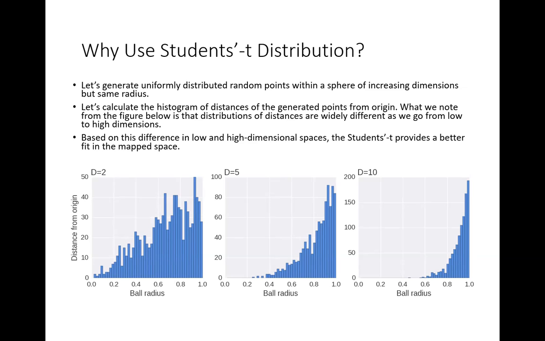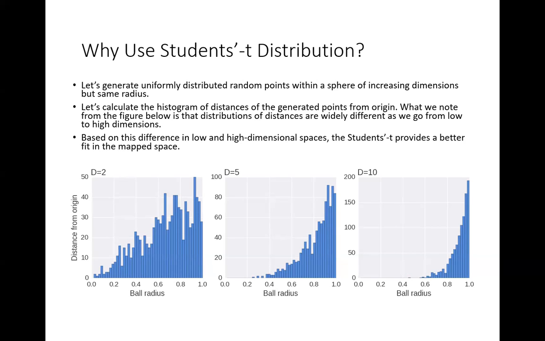Once you've done this for several dimensions, let's calculate the histogram of distances of the generated points from the origin. So let's measure how far the points are lying from the origin in these different high dimensional spaces when the points are uniformly distributed. If you look at the 3 histograms that we are showing, we are getting them for d equal to 2, d equal to 5, d equal to 10.